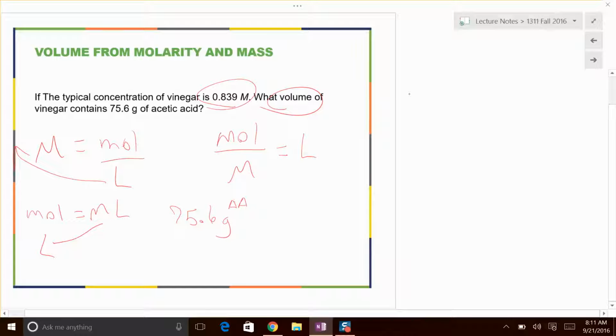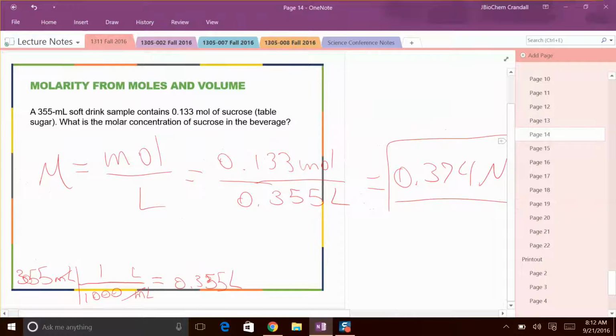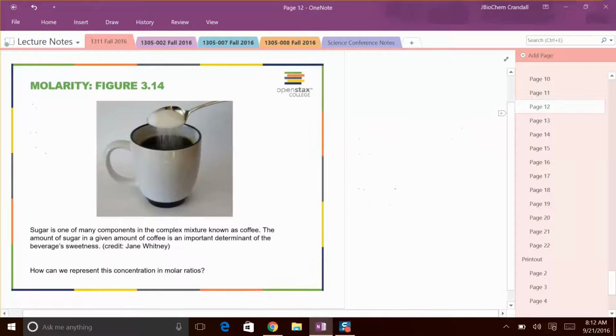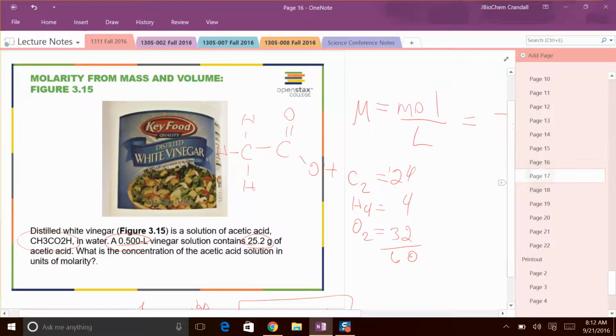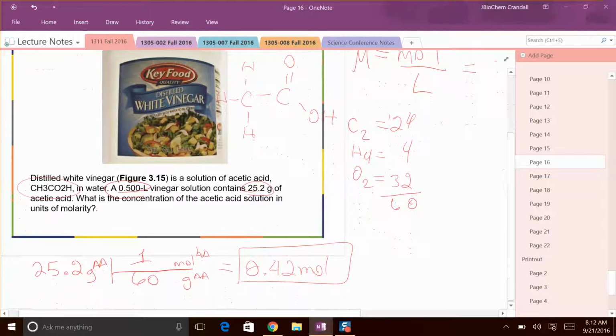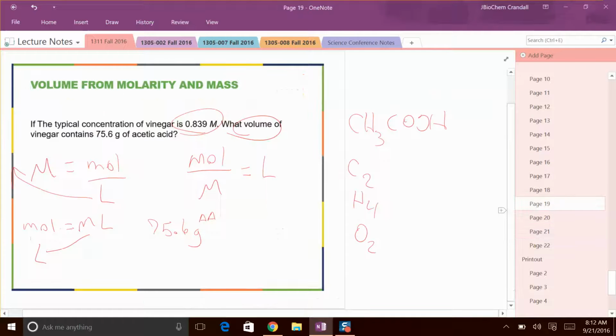Okay? And acetic acid is CH3COOH. That's the molecular formula for it. Okay? So I have C2H4O2. And I think we did this in an earlier question, if I'm not mistaken. Let's see. Where is it? Okay? Right there. 60 grams per mole. Okay? So it's 60 grams per mole. That's what we decided earlier. We figured that out. Okay?